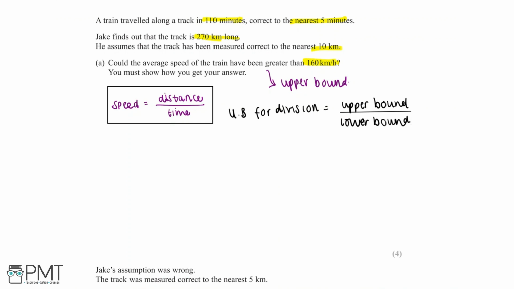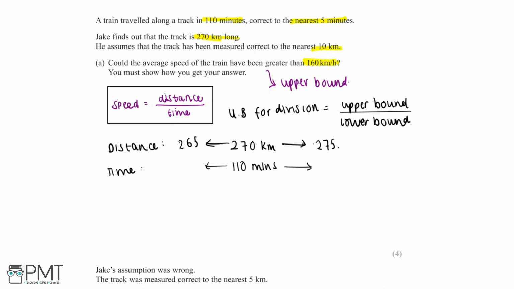Since we have the distance in the numerator and the time in the denominator, let's first find the upper and lower bounds of these values. We'll start with distance. We have a distance of 270 kilometres, measured correct to the nearest 10 kilometres, so the lower bound will be 265, and the upper bound will be 275. Now we can do the same thing for the time. We have a value of 110 minutes, correct to the nearest 5 minutes, so the lower bound will be 107.5, and the upper bound will be 112.5.